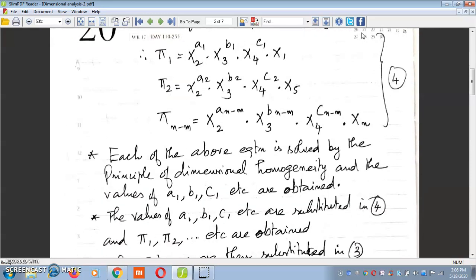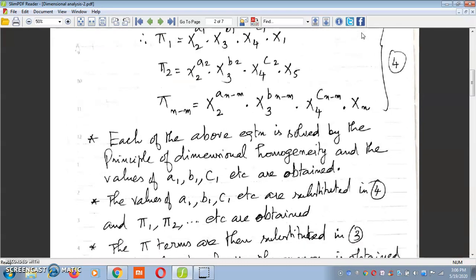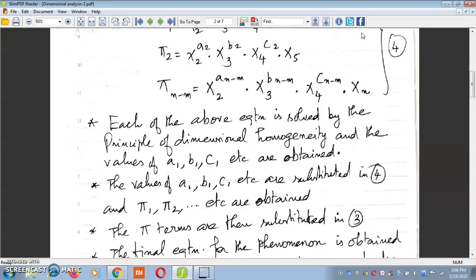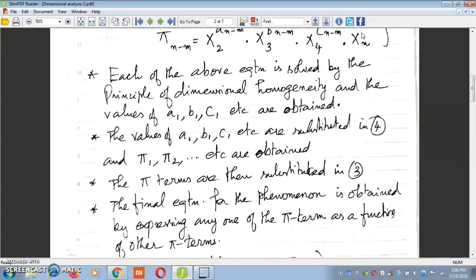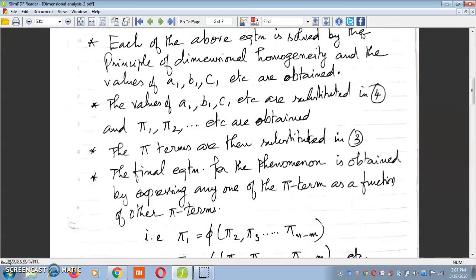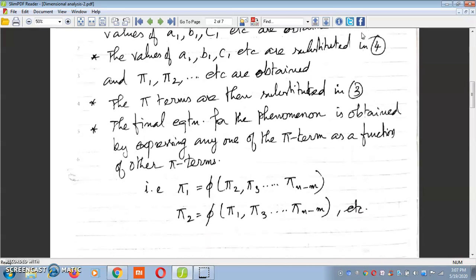And now the next step in the procedure is to solve each pi term using the principle of dimensional homogeneity, as we have done in Rayleigh's method. The values of a1, b1, c1, a2, b2, c2, etc. are calculated and then substituted in equation 4, and the pi terms are obtained. Then the final equation for the phenomenon is obtained by expressing any one of the pi terms as a function of the other pi terms, as given here.